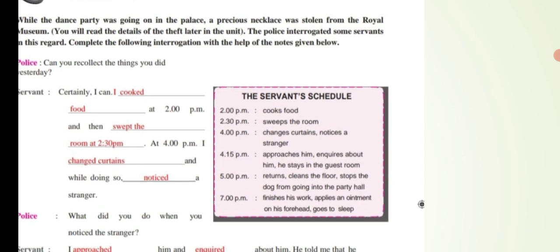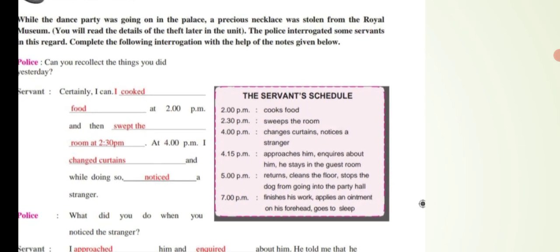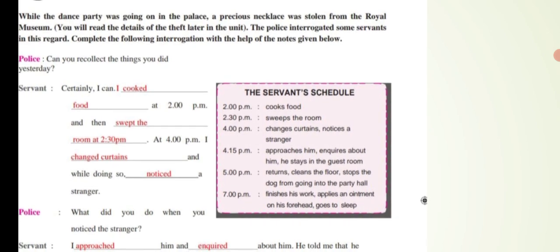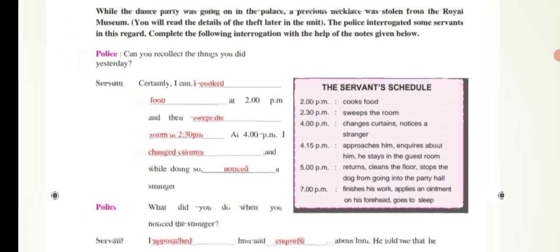The servant cooked food, or he's in the habit of cooking food, at 2 p.m. Then at 2:30 sweeps the room. At 4 p.m. changes curtains, notices a stranger. At 4:15 approaches him, inquires about him. He stays in the guest room, and at 5 p.m. returns, cleans the floor, stops the dog from going into the party hall, and at 7 p.m. finishes his work, applies an ointment on his forehead, and goes to sleep. So these are the clues. Now we have to complete these dialogues here.